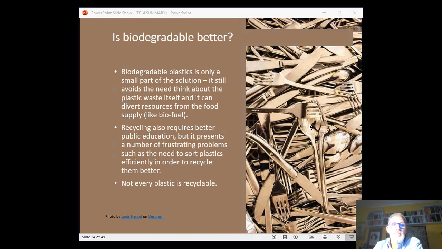Okay, so this is something which needs to be challenged sometimes. Biodegradable is not necessarily the best route.